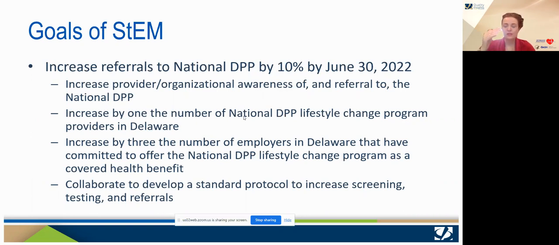Some of the sub goals that address the different pillars: increasing provider and organizational awareness of the National DPP, increasing National DPP lifestyle change program providers, increasing the number of employers in Delaware that have committed to offering a National DPP, and of course, collaborating to develop standards of protocol to increase screening, testing, and referrals, which we are meeting that one today, along with several other things that we have done around screen, test, and refer.